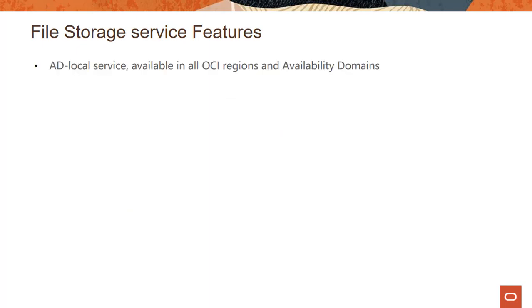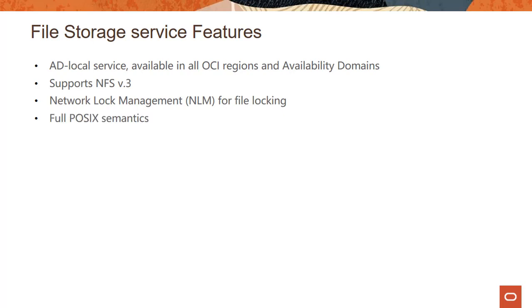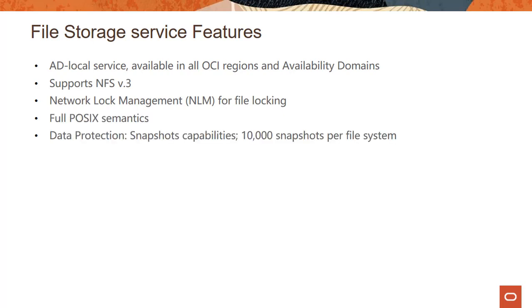So what are some of the features of the file storage service? The first thing is the service is AD local. If you have a multi-AD region, it's an AD local service, supports NFS v3 protocol. It supports network lock management for file locking. It has full POSIX semantics. For data protection, we support snapshot capabilities, and you could create up to 10,000 snapshots per file system.